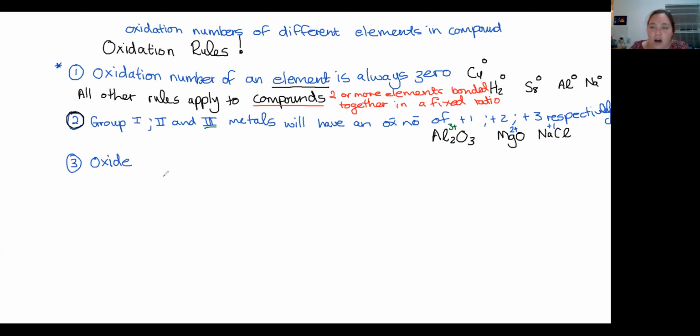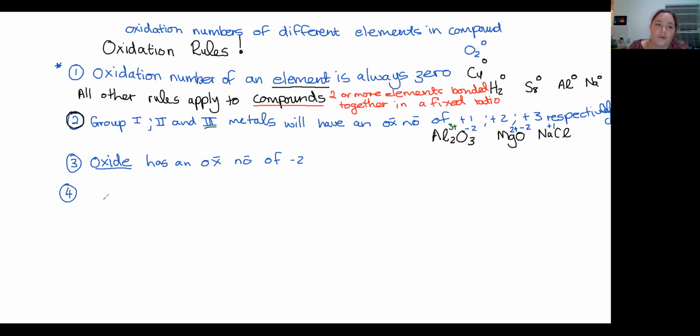Oxide, which is our oxygen ion, has an oxidation number of -2. So in fact, if I went into here, this oxygen would be -2 because it's an oxide. But because of rule number 1, if it isn't an ion, because it isn't part of a compound and it's just the element, if it's just diatomic oxygen, it would be 0.